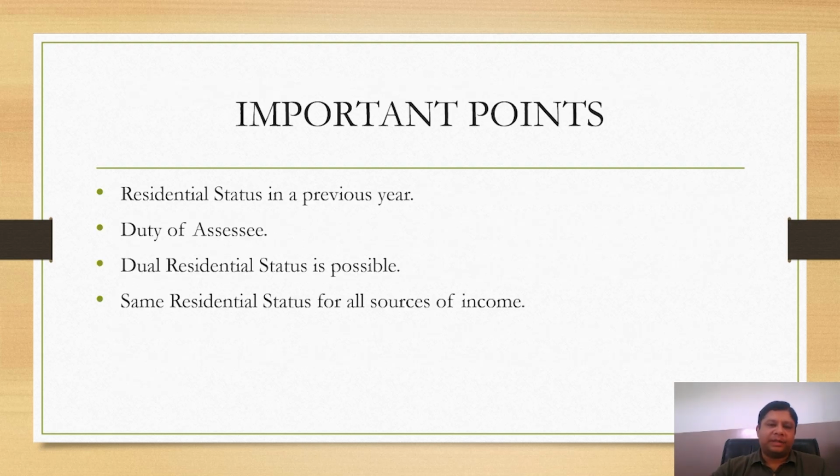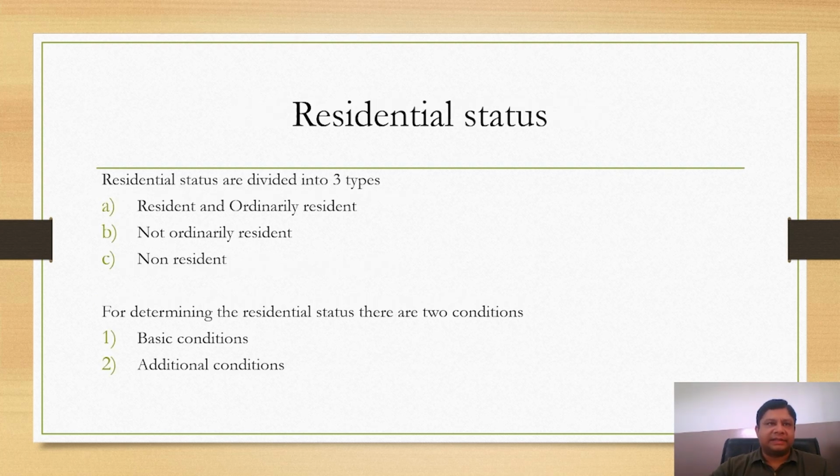Moving further, some important points to be taken into consideration while deciding the residential status: residential status in a previous year, duty of assessee, dual residential status is possible, same residential status for all sources of income. Moving further, categories of residential status. Residential status is divided into three types: resident and ordinary resident, resident but not ordinary resident, and non-resident. Based on residence, individuals and HUF entities are divided into three categories: persons who are ordinarily resident in India, persons who are not ordinarily resident in India, and persons who are non-resident in India.